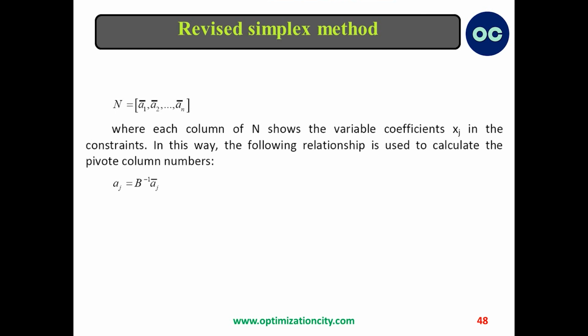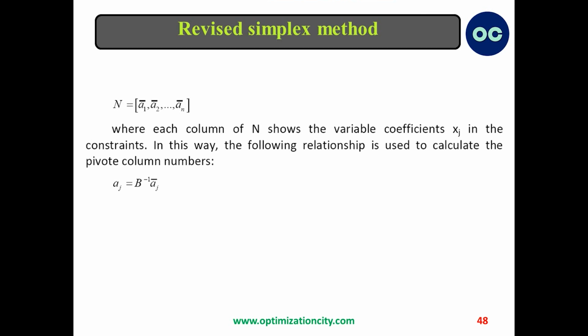And the N matrix represents the matrix where each column corresponds to a single non-basic variable. So that is the coefficient of the non-basic variable in the constraint. Each column of the N displays the coefficient of the non-basic variable in the constraint. As a result, you can use the following relationship to determine the pivot table numbers. So this is the column of the non-basic variable for the particular table in the simplex method.